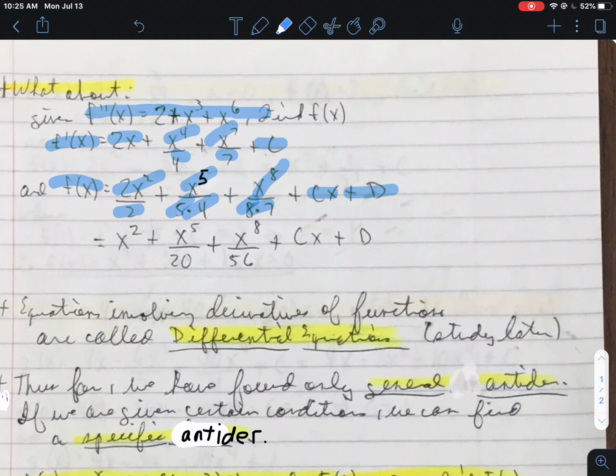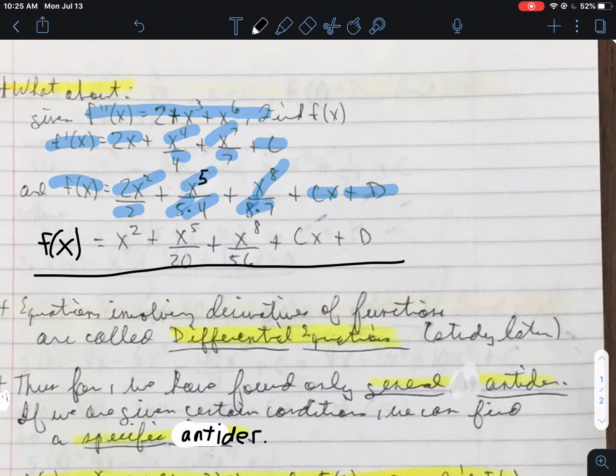So here's our function f of x. Let me label it as such. x squared plus x to the 5th over 20 plus x to the 8th over 56 plus cx plus d. So we started there with the second derivative and we found our function.